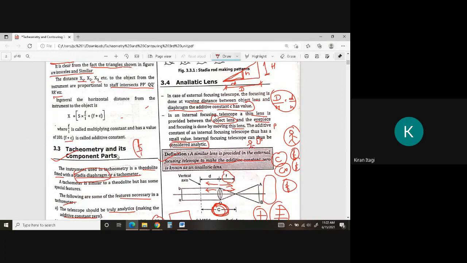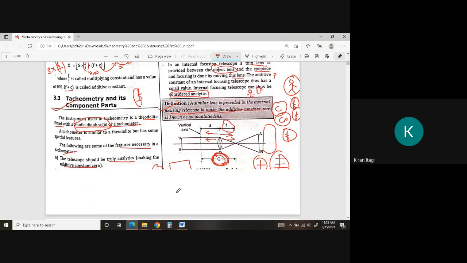So what they are doing is reducing this f plus c, that is the additive constant, to 0, and this one f upon i to 100. By providing an analytic lens, which is another extra lens provided in the telescope, we make this f plus c equal to 0. Once f plus c equals 0, we have the formula s multiplied by f upon i, and directly we get the distance. So this is an additional lens we are providing.